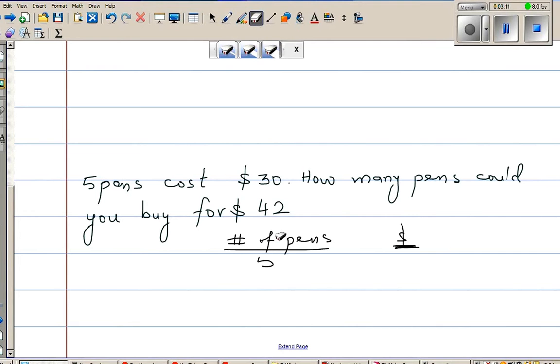Okay, so let me write what you want to find. I want to find for $42, I want to find how many pens. So let me put a box here. So this is what I want to find. For $42, how many pens would you get? What is the information you have? I know that it's for $30, you get 5 pens.